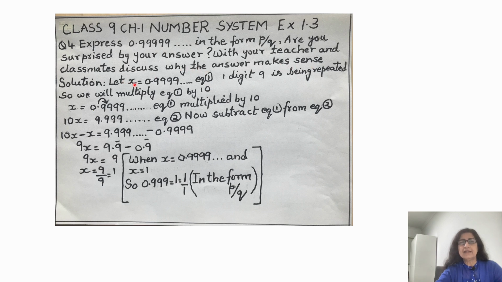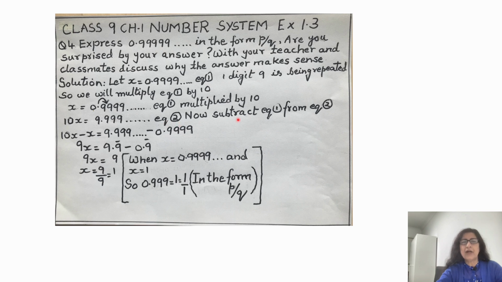So, let x is equal to 0.9999..., let this be equation 1. In this equation, one digit 9 is being repeated. So we will multiply equation 1 by 10. x is equal to 0.9999... is equation 1. This is multiplied by 10. We get 10x is equal to 9.999..., and this becomes equation 2.